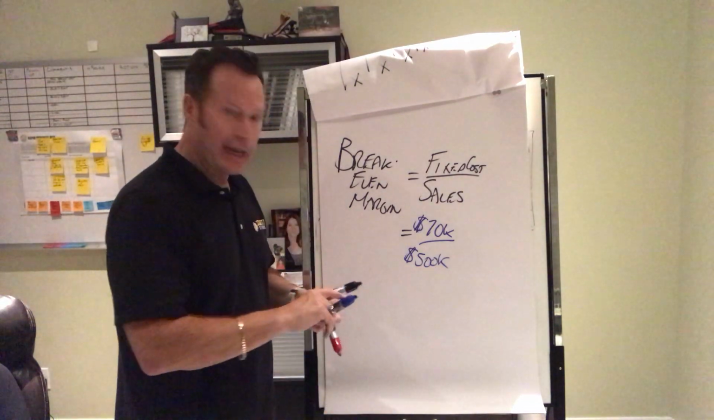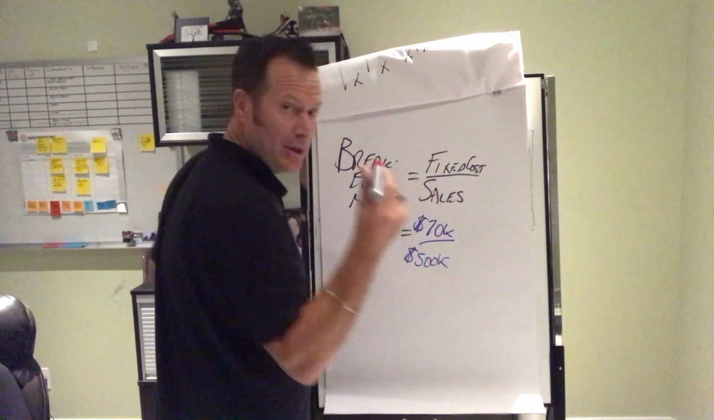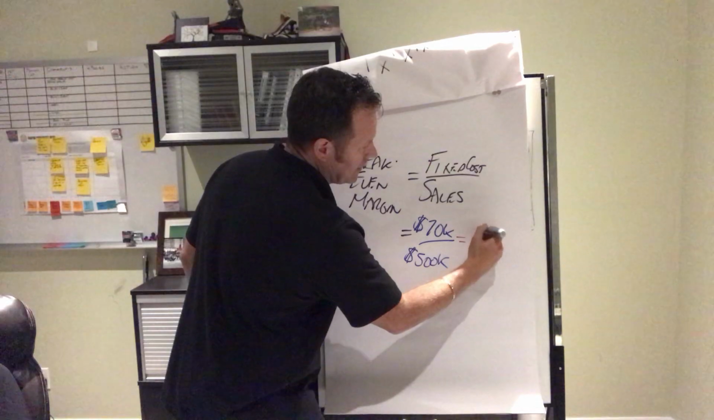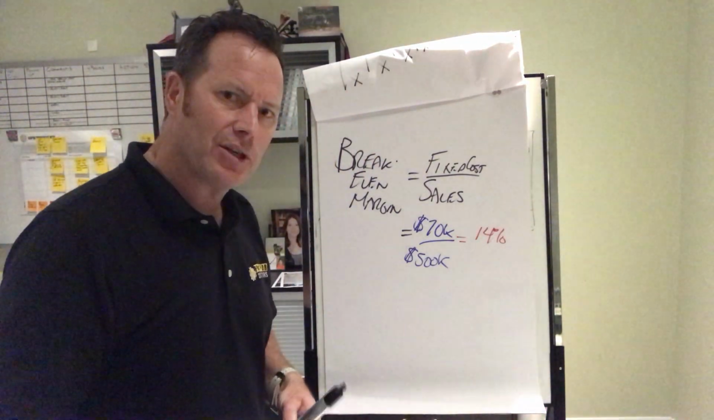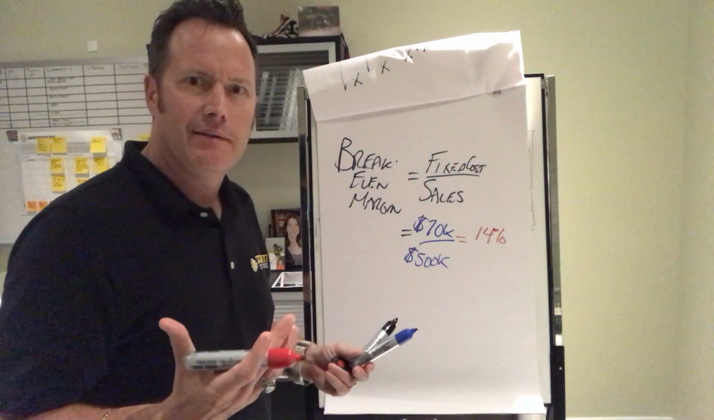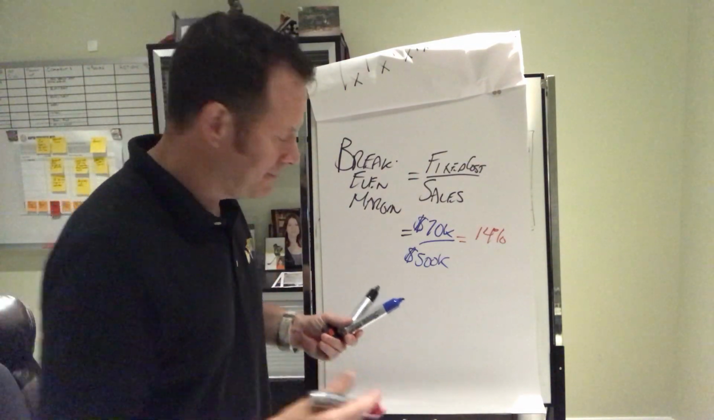70K divided by 500K, what do we get? And I'm putting this in red for a reason. 14%. 14% is our break-even margin. So what? Well, this is the so what.